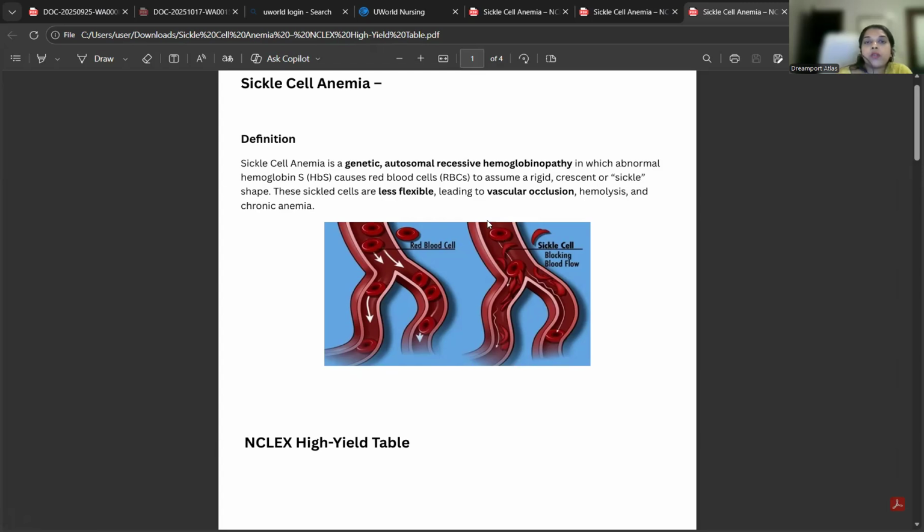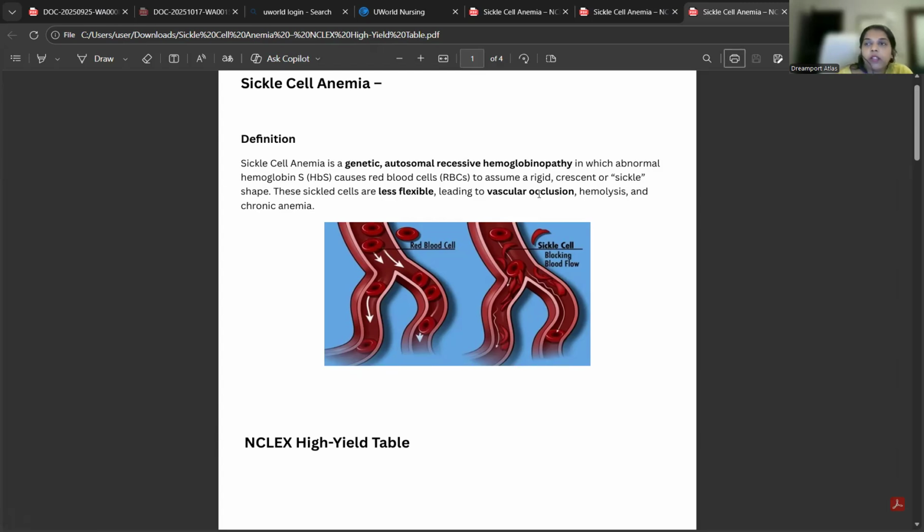So this sickle shaped RBC is less flexible as compared with the normal RBC. What will happen is hemolysis, which can lead to chronic anemia. That means in sickle cell anemia, the Hb level will be lower than the normal requirement, mainly because the hemoglobin S strand will cause the sickle shape.